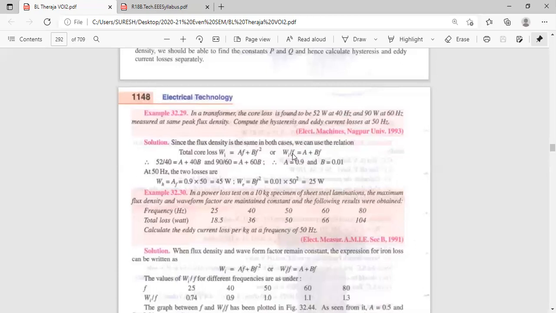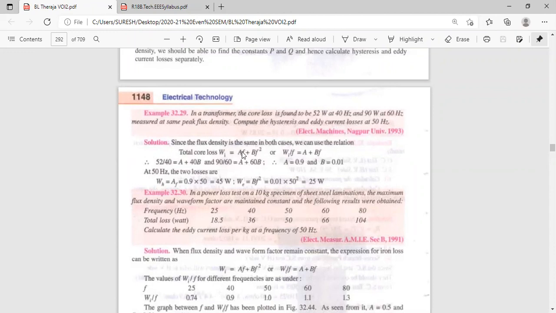Substitute in this formula. Iron loss is 52 at a frequency of 40, so 52 by 40 is equal to A plus 40B. Second case, total iron loss 90 at 60. 90 by 60 is equal to A plus 60B. Now write down this formula: Wi by F is equal to A plus BF.